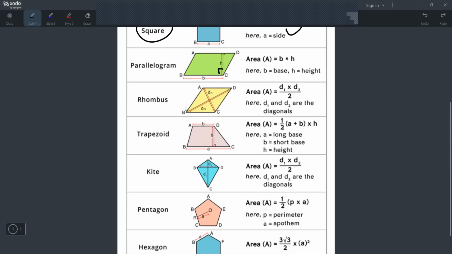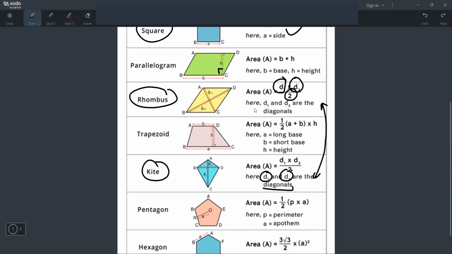Rhombus actually looks like a kite, so that's why the formula for rhombus and kite is the same: D1 times D2 over 2, where D1 and D2 are the diagonals. Can you see this formula and this formula are the same? You just take the diagonals times together, divide by 2.